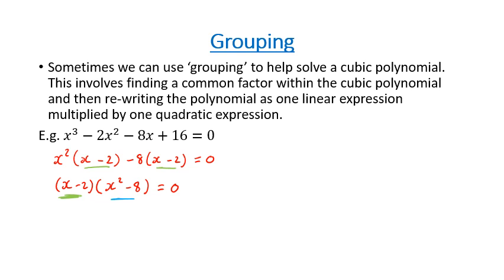And I now simply just solve these. So I've got x take 2 equals 0, or x squared take 8 equals 0. Therefore, x is going to equal 2, or x squared is going to equal 8, and x is going to be the square root of 8. So therefore, my solutions would be x equals 2, or plus or minus the square root of 8.